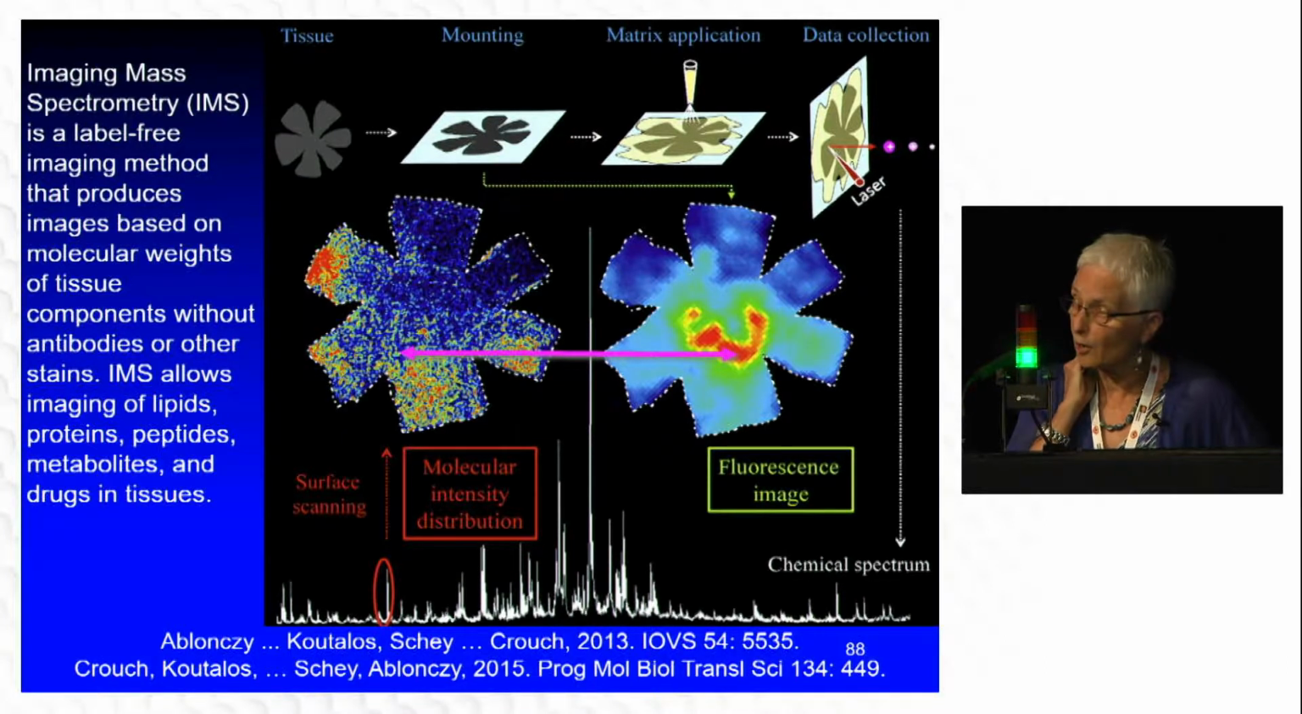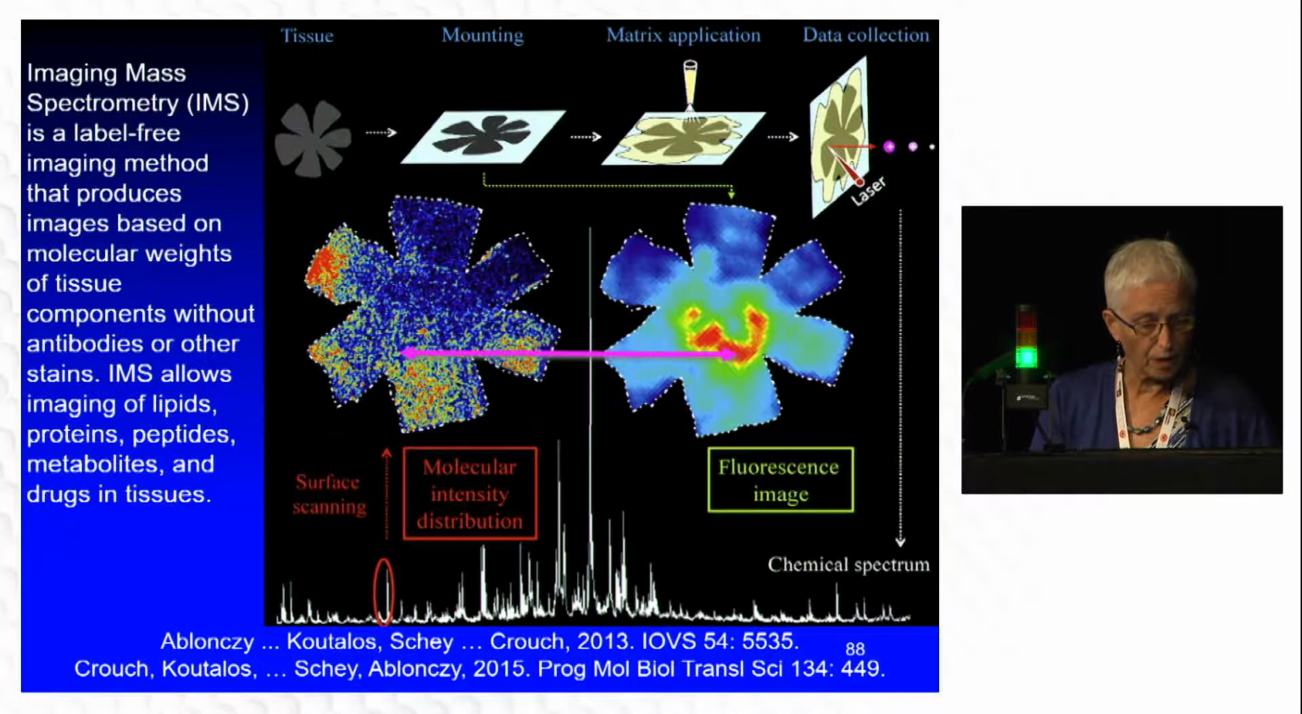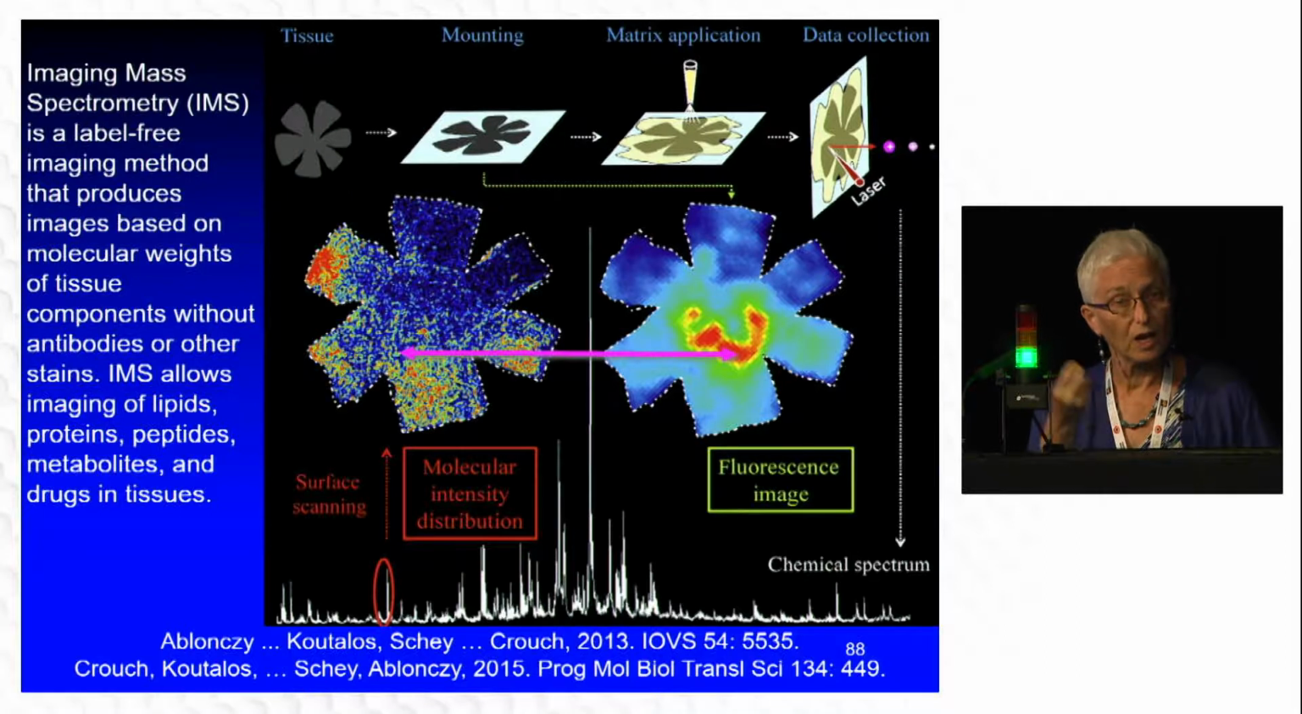Up above, the flat-mounted retina right here is on a slide. A matrix is applied. Laser shots are hit across that tissue in a systematic manner, and the ions fly back to the detector, and it's possible to map them all. And here is a map of a prominent retinoid derivative called A2E.